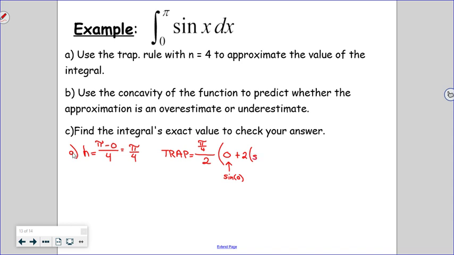If I'm supposed to have a height of pi over 4, that means we're going to evaluate this each time just pi over 4 more to the right. So my next one would be at sine of pi over 4, which on my unit circle is square root of 2 over 2. Plus 2 times, move over another pi over 4. If I'm at pi over 4 and I move over another pi over 4, what am I at now? Pi over 2.